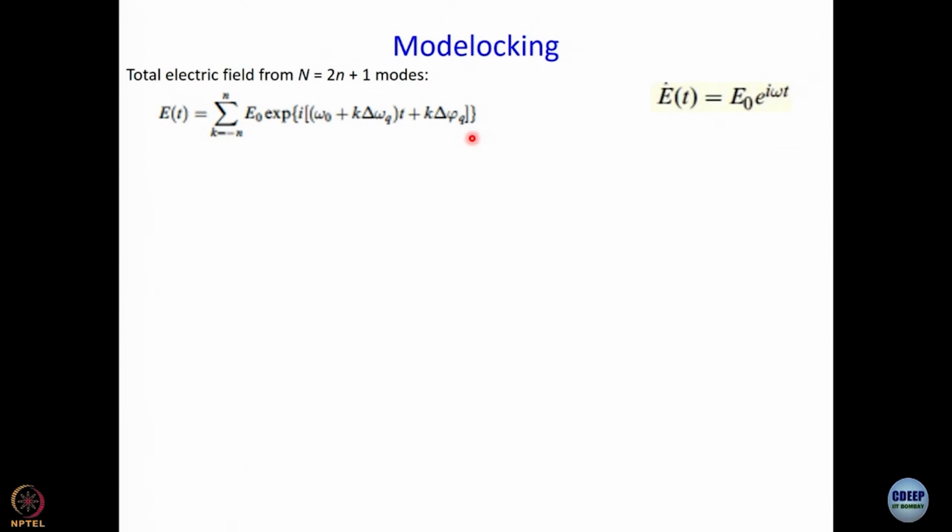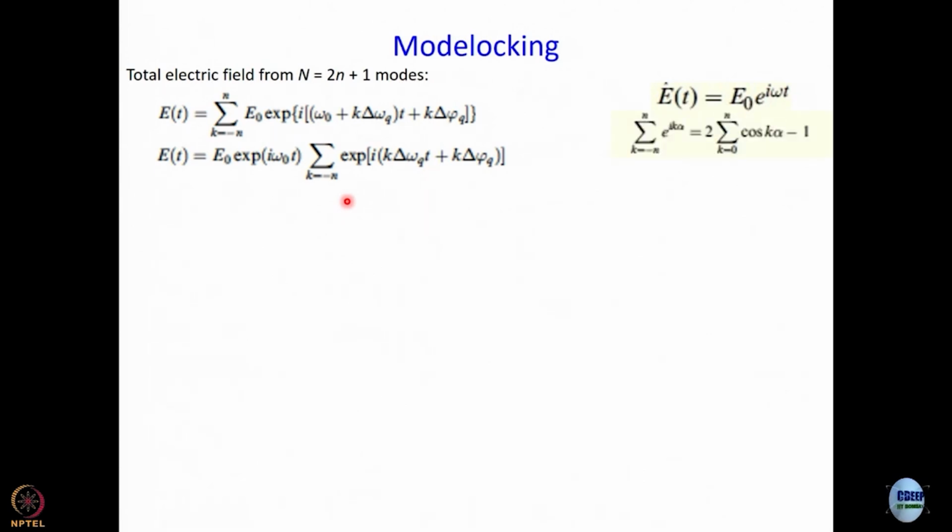That is very important. So, how do I expand it? Well, e to the power a plus b is equal to e to the power a multiplied by e to the power b. So, I can use that, and I can take this E0 e to the power i omega 0 t outside the summation, and then inside I am left with e to the power i k delta omega q t plus k delta phi q. Now, I have to do this summation, and the advantage of summing k from minus n to plus n is that I know what the answer is.